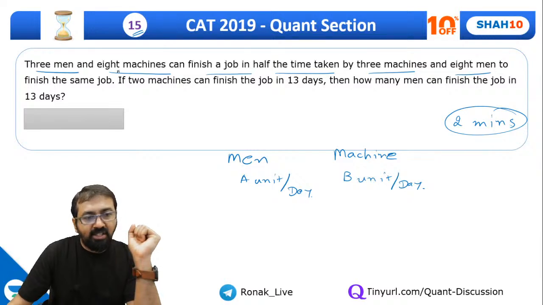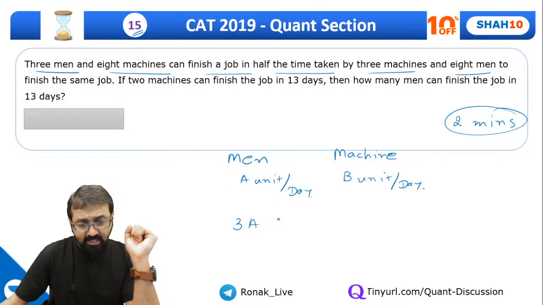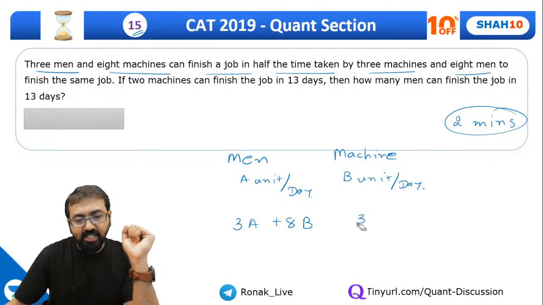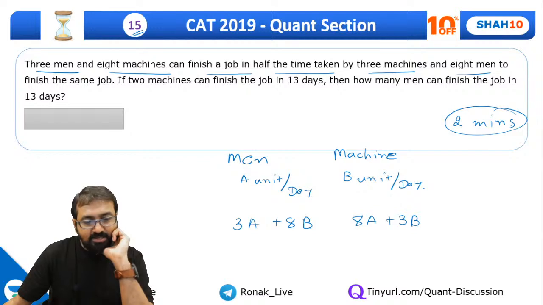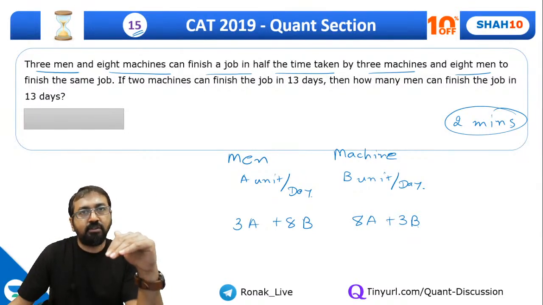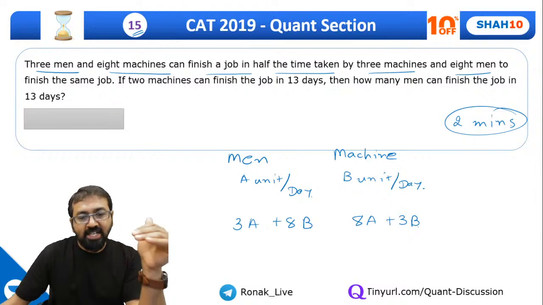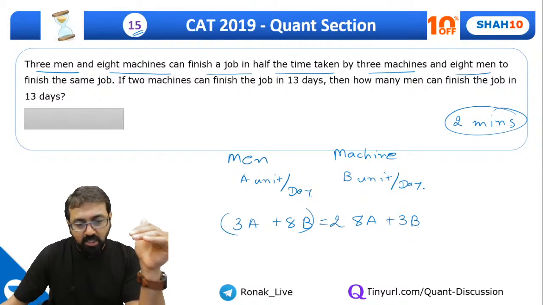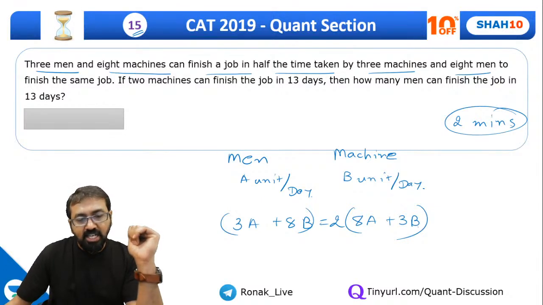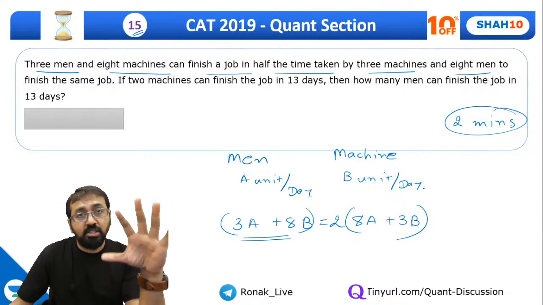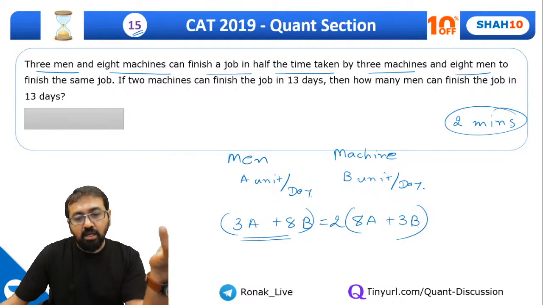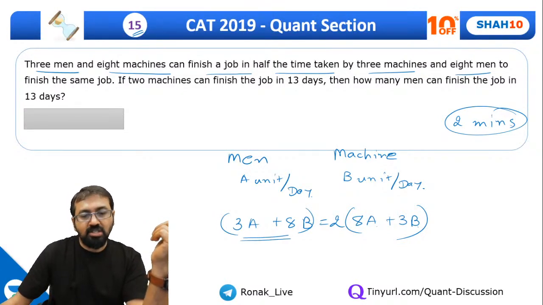So how much work will be done by 3 men and 8 machines? Can I say it's 3a plus 8b? And how much work will be done by 3 machines and 8 men? So it will be 8a, 8 men, that is 8a plus 3 machines, so 3b, right? And when machines are more, the work is done in half the time. Yes or no, everyone? So can I say this combination does double the work of this combination? Because 3 men and 8 machines do the work in half the time. That means they are doing double the work than 8 men and 3 machines. So this is the relationship that we got.